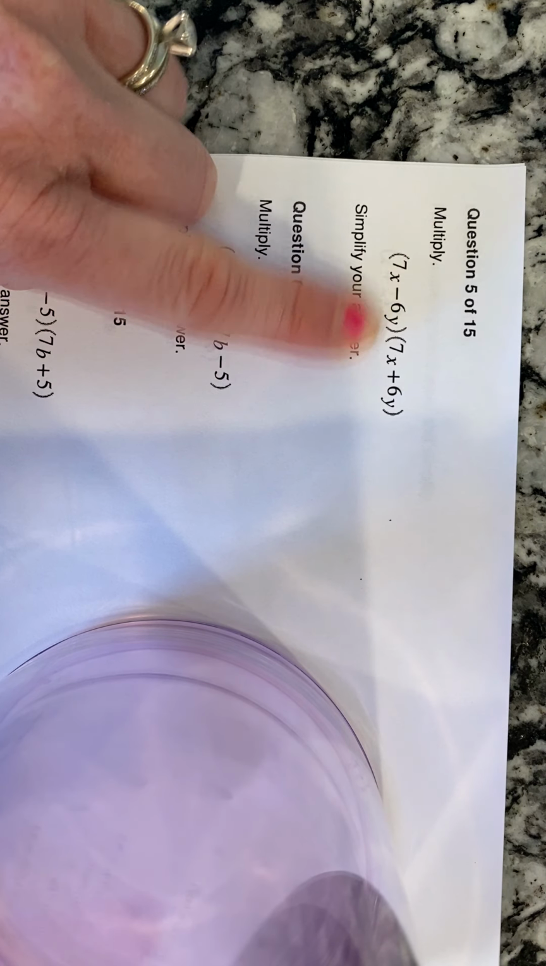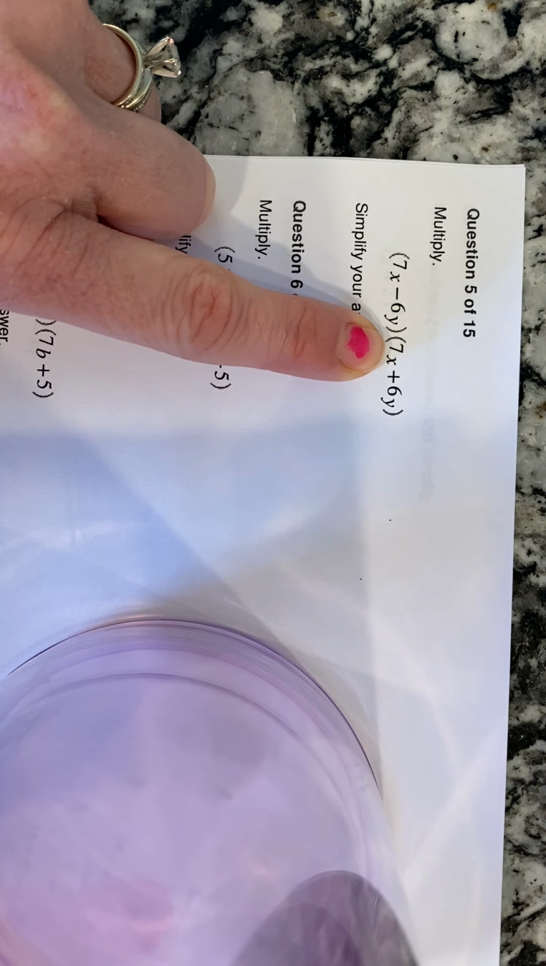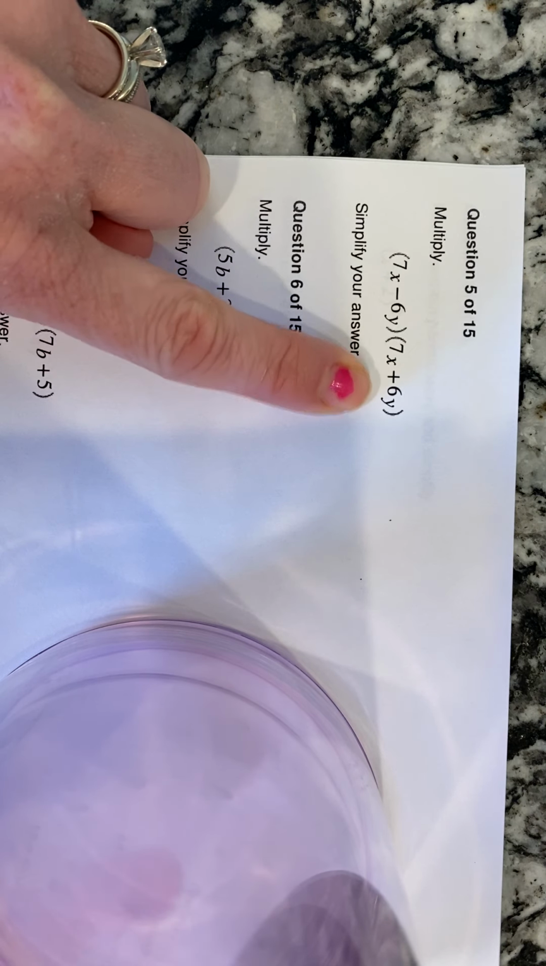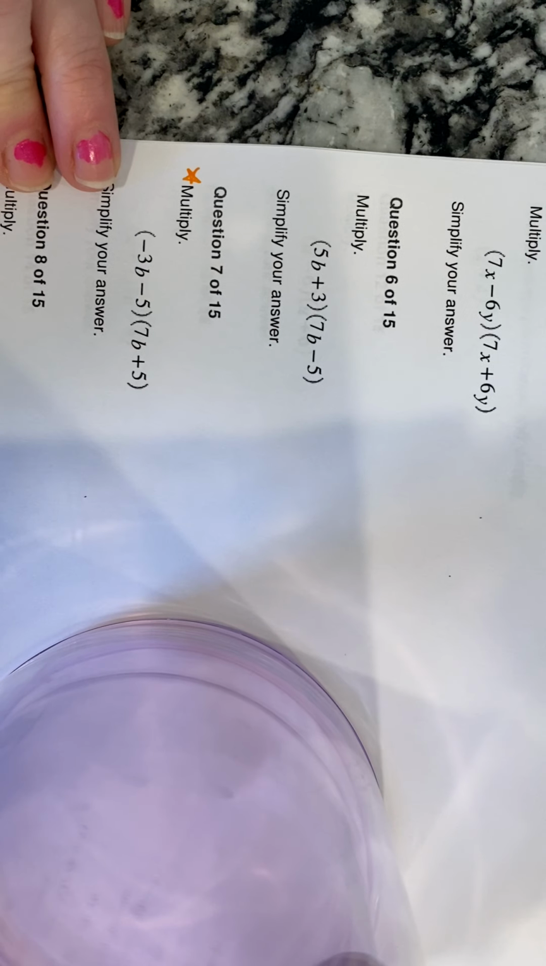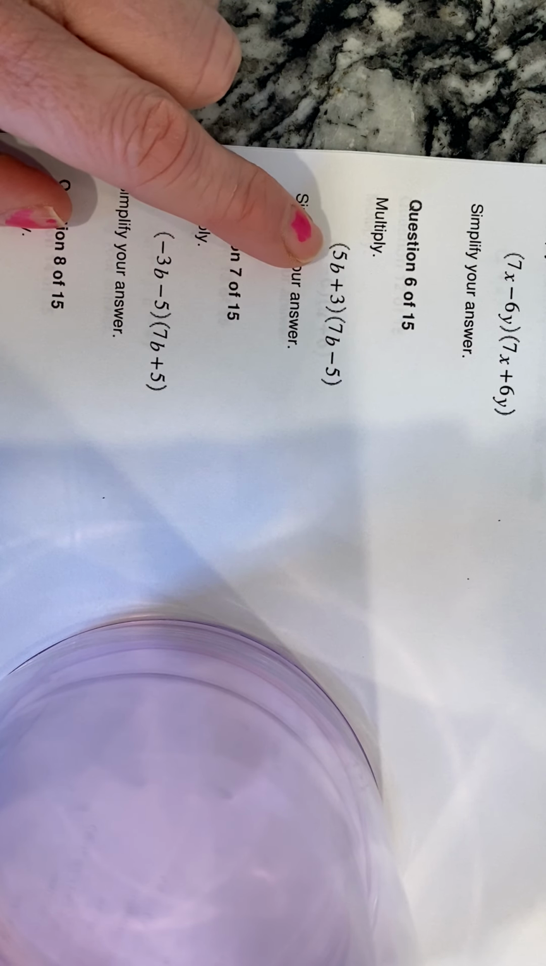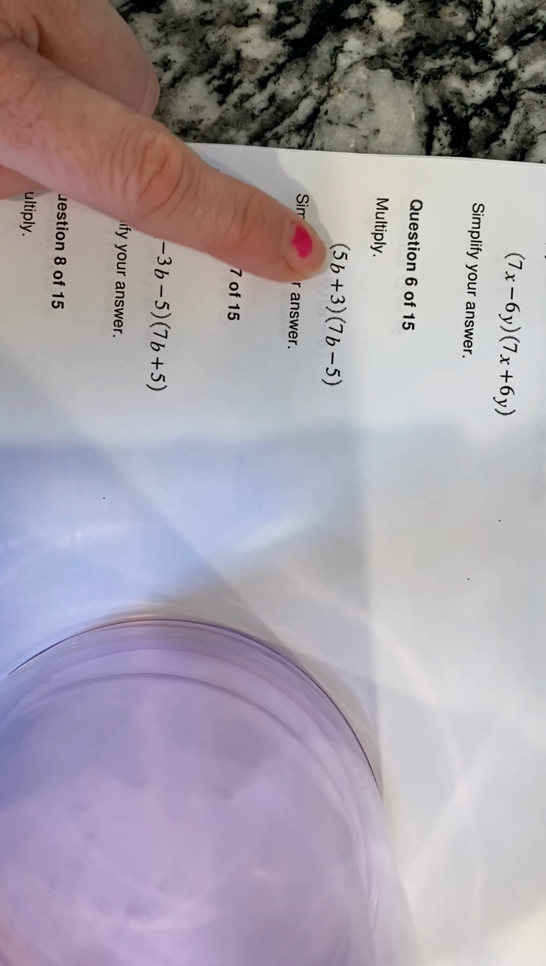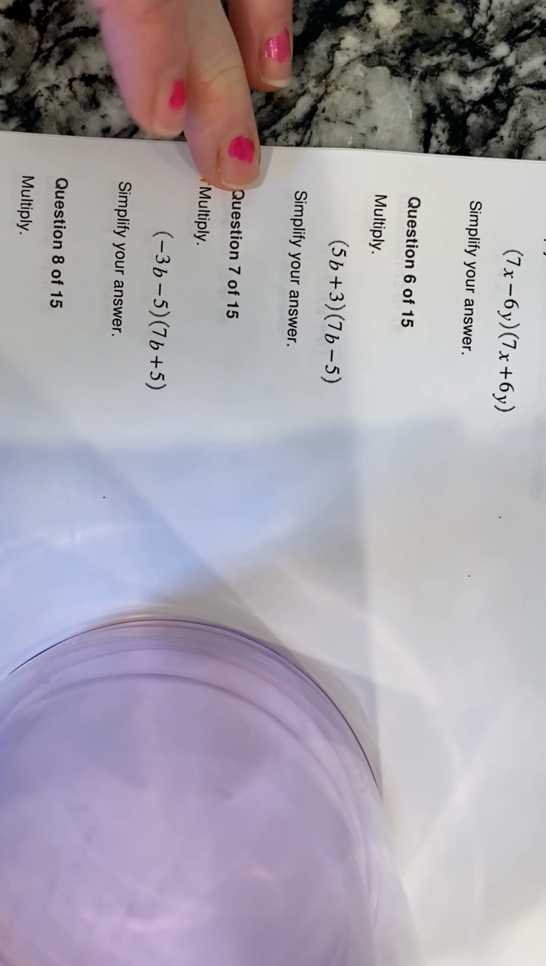Again, you have a plus and a minus. Your x's have the same number. Your y's have the same number. So this will be a 2-term answer because your middle ones will cancel out. Number 6 will have 3 terms because you do not have like terms that will cancel each other out.